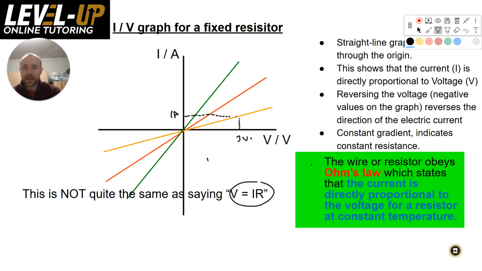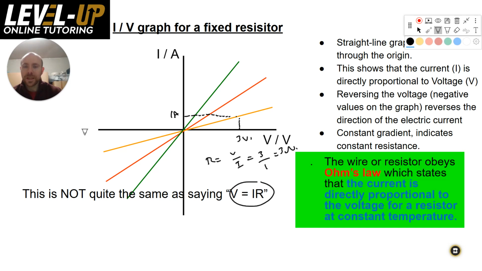Then I could use V equals IR, and I could work out that R is V over I. I could work out that it's 3 over 1, which is 3 ohms. And that's true. That's always going to be the case.